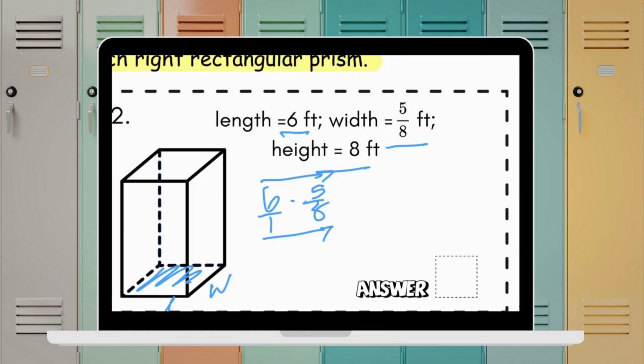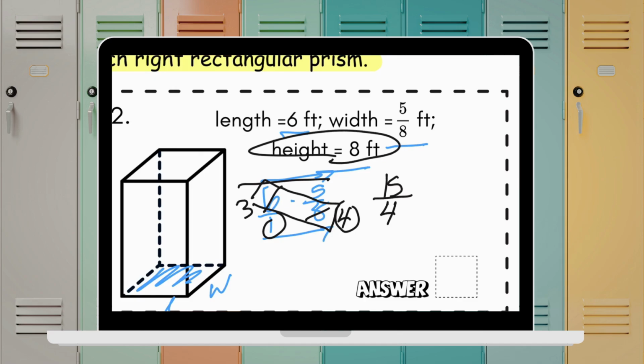Now I am going to look across before I simplify. So at 6 and 8, I can see that they're both divisible by 2. 8 divided by 2 is 4. 6 divided by 2 is 3. So now I'm doing 3 over 1 times 5 over 4. So 3 times 5 is 15. And then 1 times 4 gives me 4. And I double check. My factors of 15 are 3 and 5, and my factors of 4 are 2 and 2. So besides 1, there's nothing else I can simplify by.